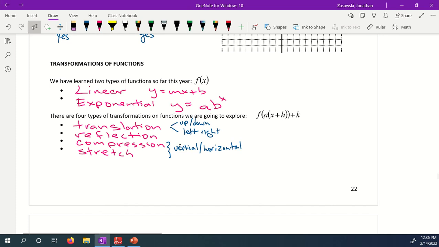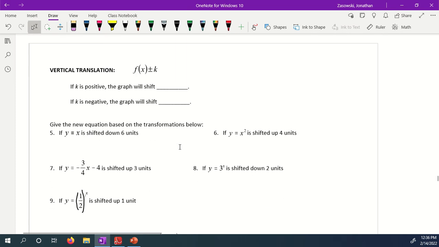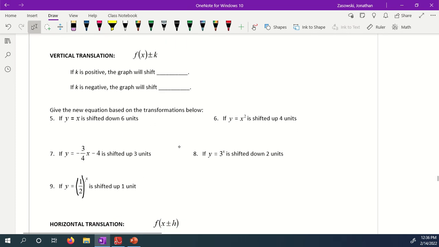And I know we started on the next page already, so we're just going to refresh here. So remember, f of x is our function. That's kind of our y value. So if we take the y value and we add k to it, we're basically going to shift our graph up. And if it's a minus, we're going to shift down.